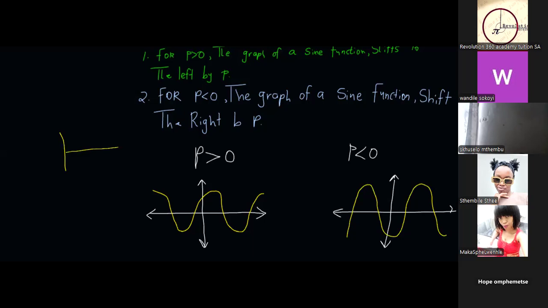So one thing that you need to understand is that you now know that this is the graph of y equals sine x. You must be in a position to see the difference. With regards to the two statements that I just wrote above, for p greater than 0, the graph of a sine function is shifted to the left by p units. This basically means that if you are now shifting that graph, we're going to have the green graph for p greater than 0, and it is going to appear like this.